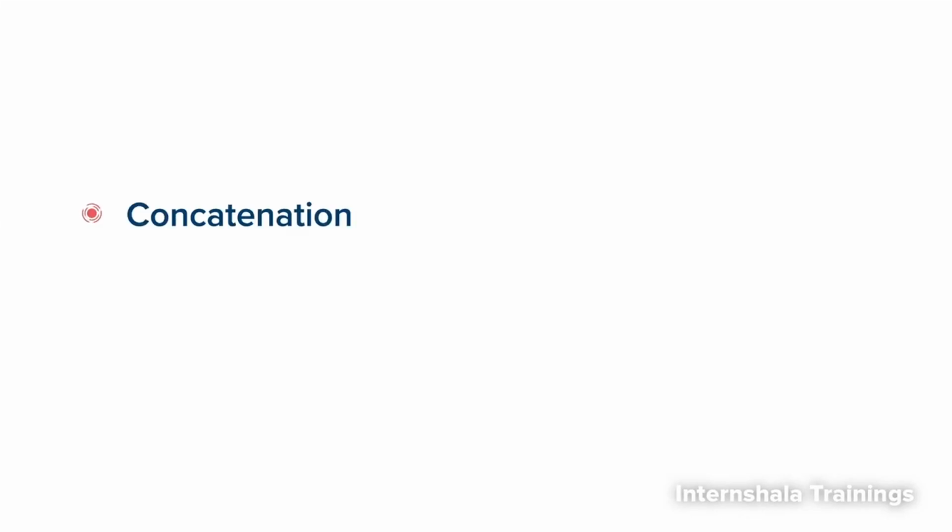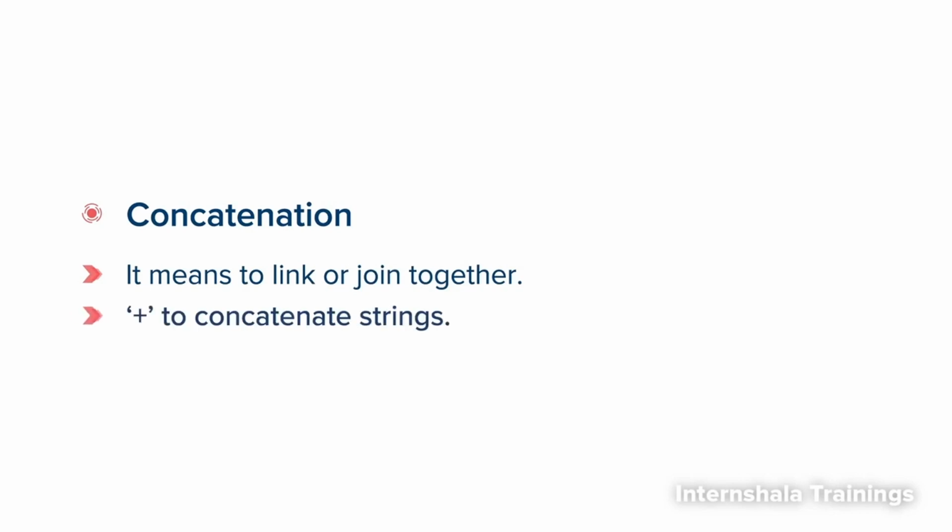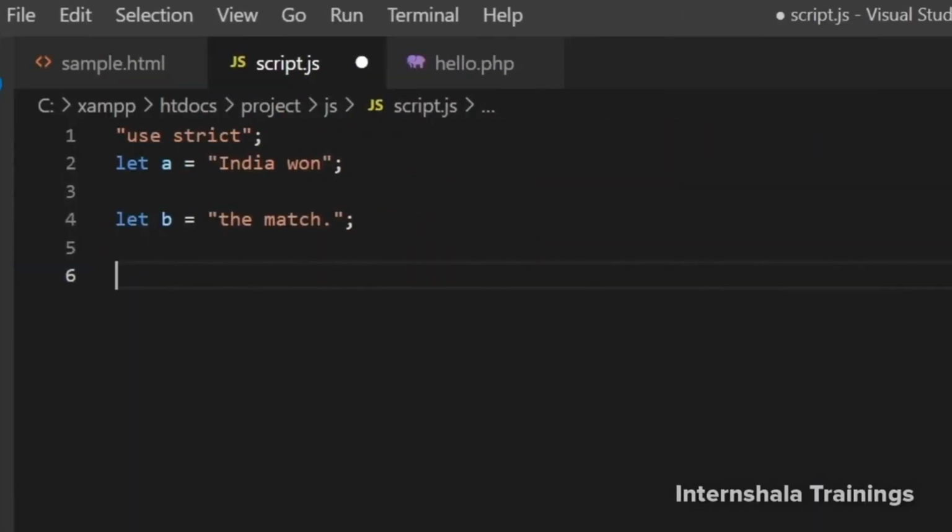Now, let us proceed to the next concept, concatenation. Concatenation or concatenate in simplest terms means to link or join together. In JavaScript, we can concatenate strings using a string concatenation operator that is denoted by a plus sign. Let me show you how it is done.